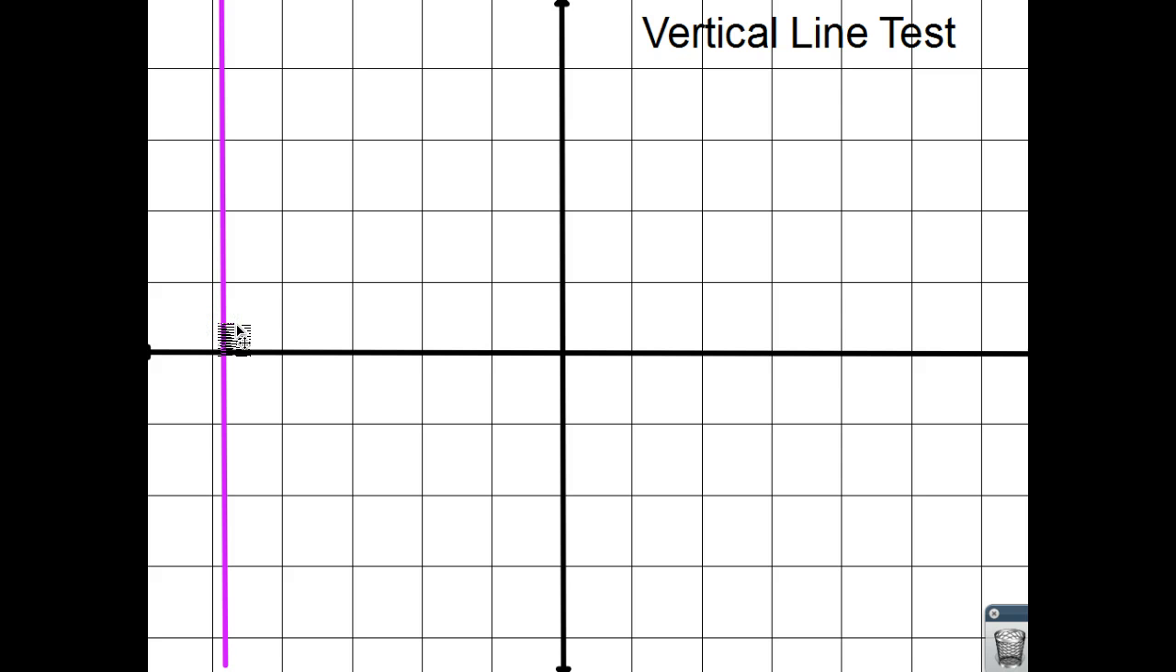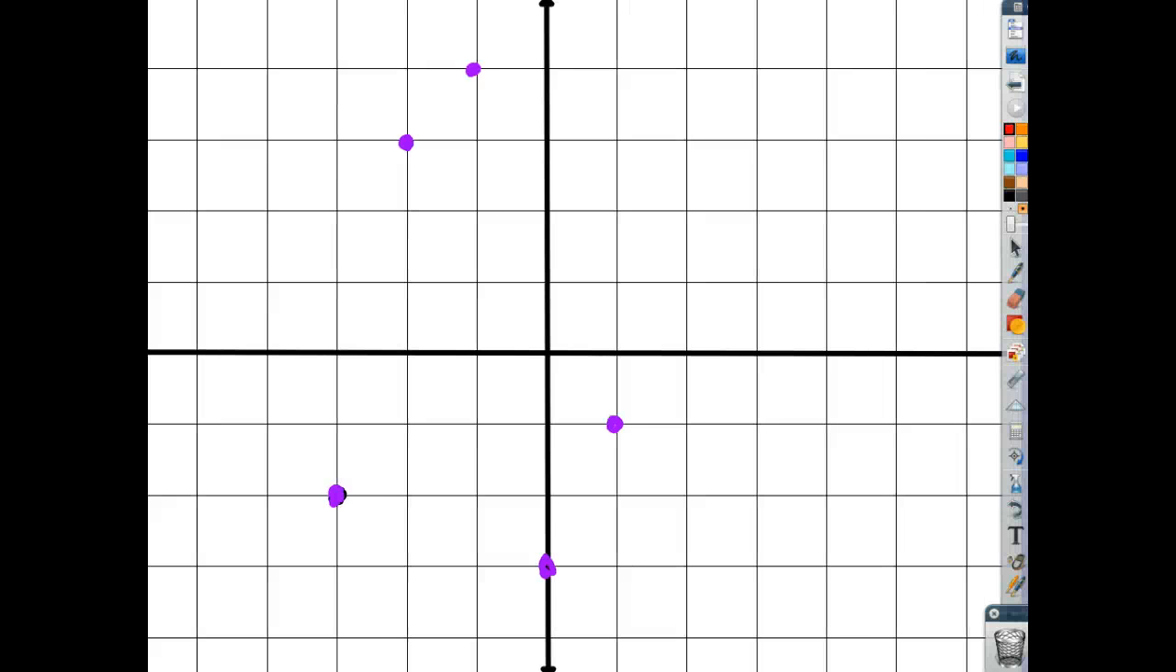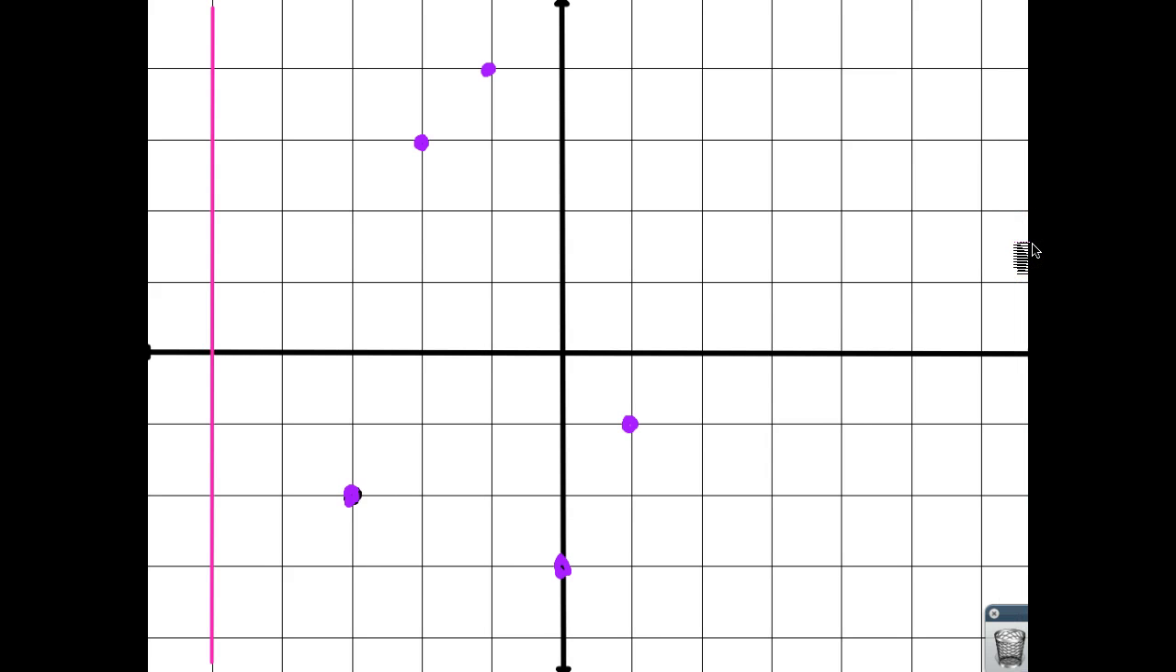So let's go back to our other examples and see if we can come up with the same answers that we did before. Let me draw that purple line. All right, I guess that's more of a pink line. All right, so the rule is take a straight edge, run it vertically. If it hits more than one point at the same time, it would not be a function.